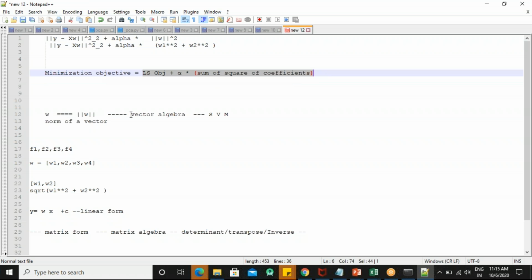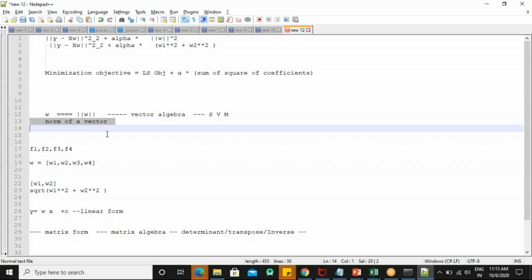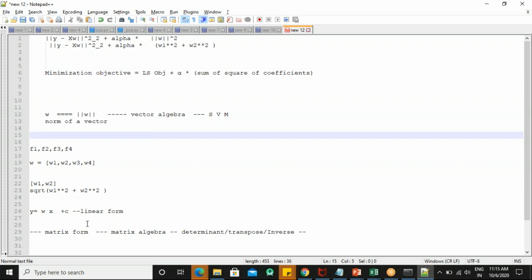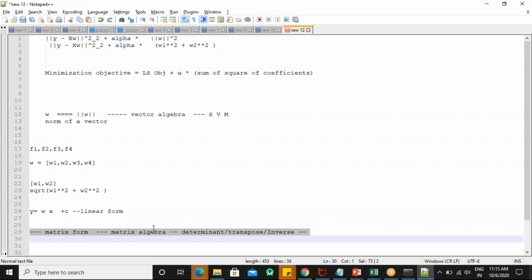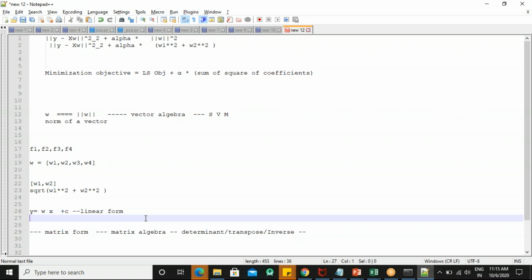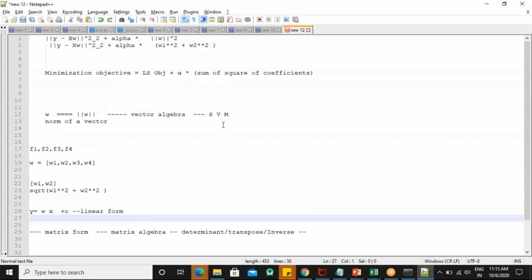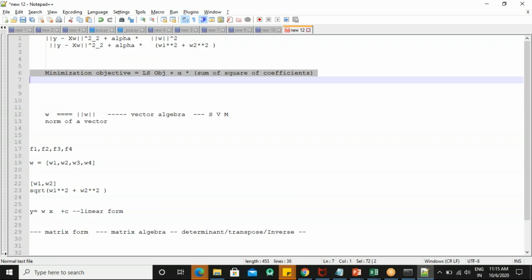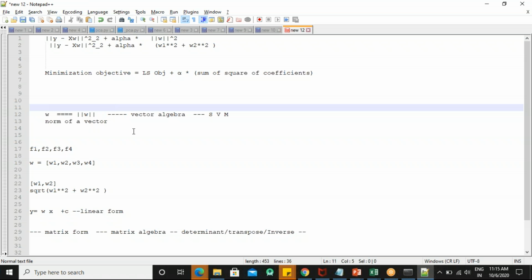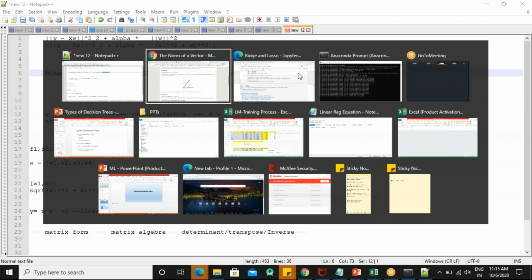So we talked a bit about what is a vector, what is the part of vector algebra, norm of a vector, and you can represent a linear form into a matrix form as well, specifically in support vector machine. We do that. So this is the ultimate mathematics behind it. Nothing more left to talk about in the maths.